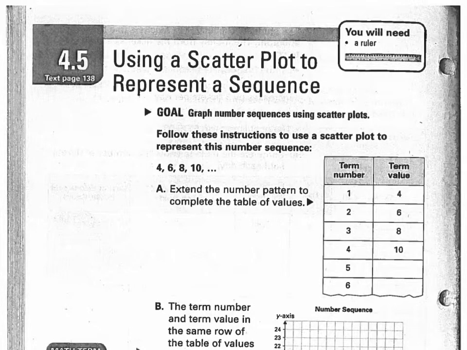In this video, we are going to use a scatter plot to represent and determine a pattern of values. First, we are going to continue the table. I noticed that in my first term I have 4, my second term I have 6, my third term I have 8. The pattern is increasing by 2 each time. So term 5 will have 12, term 6 will have 14.